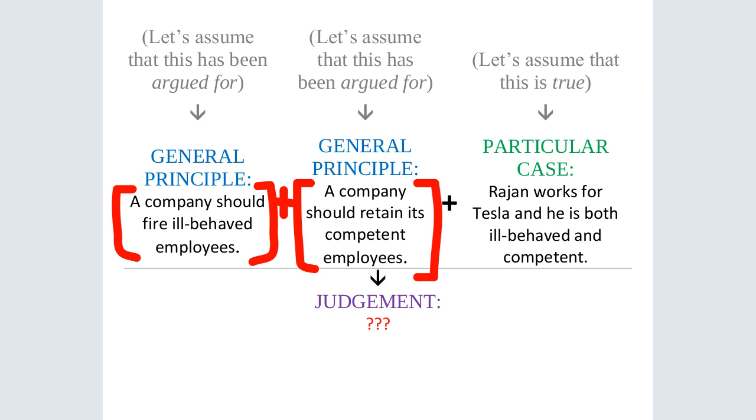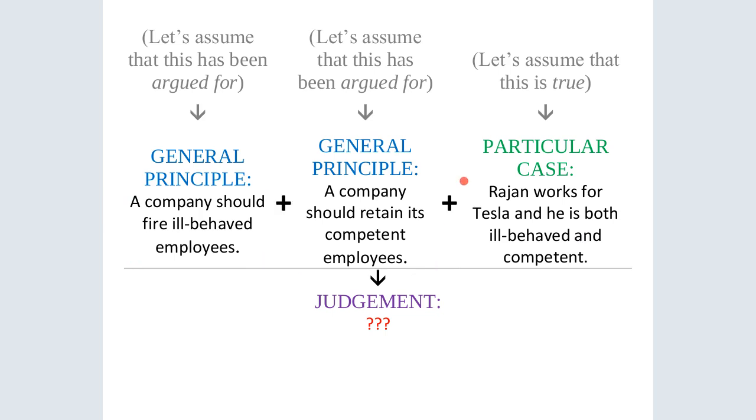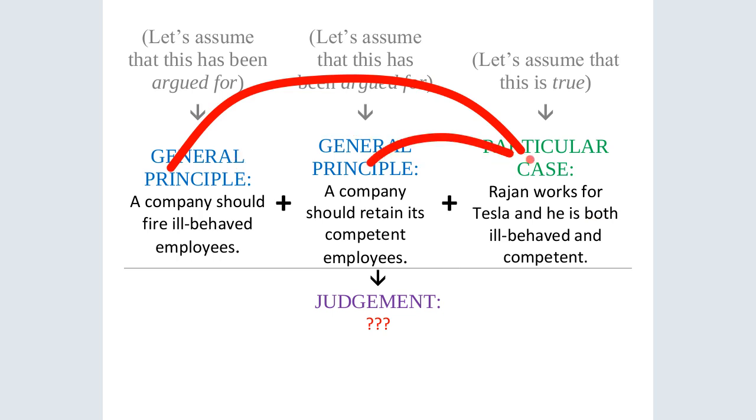So you can put a plus sign here, the and, right? So you agree to both principles. Fair enough. But now let's direct those two principles, right? Both of them to this particular case. Let's have a look at a particular case. Rajan works for Tesla, and he is both ill-behaved and competent. This is a situation that could totally happen in the world. This wouldn't violate the laws of physics one bit. There's the situation with Rajan. He works for Tesla, and he is both ill-behaved and competent.